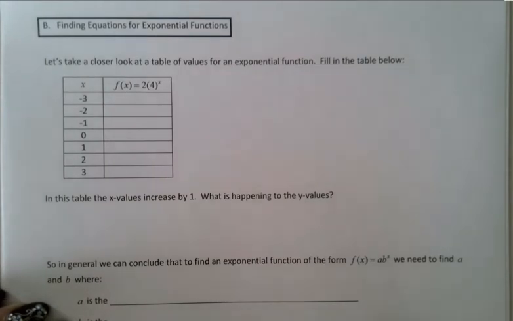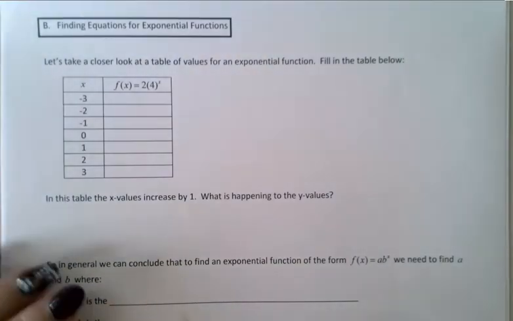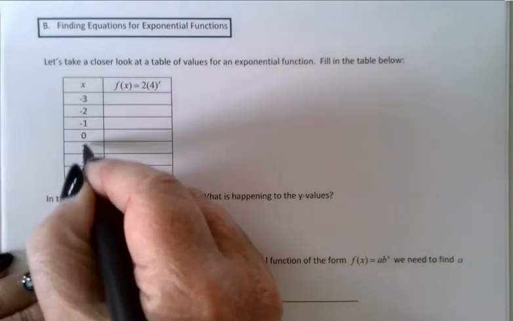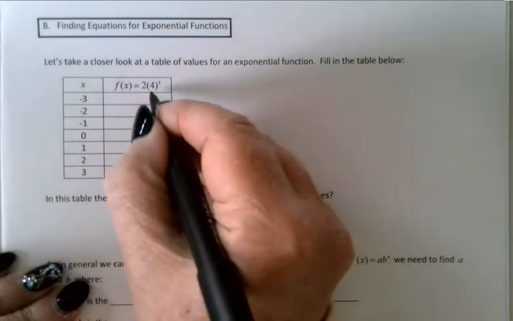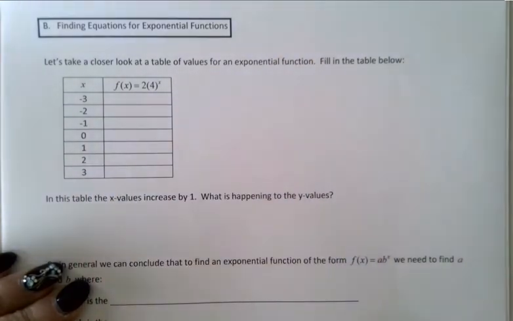This is section 3.2, part B. We're going to be looking at finding equations for exponential functions. And I'd like to start by looking at the pattern that we create when we make a table of values for an exponential function. What we're seeing here are x values that are all increasing by exactly 1. And we're going to calculate the y values.